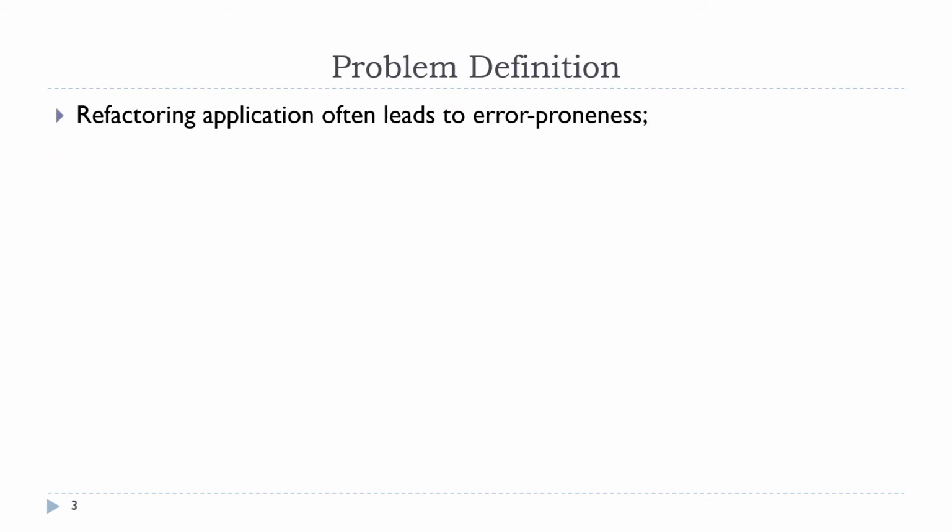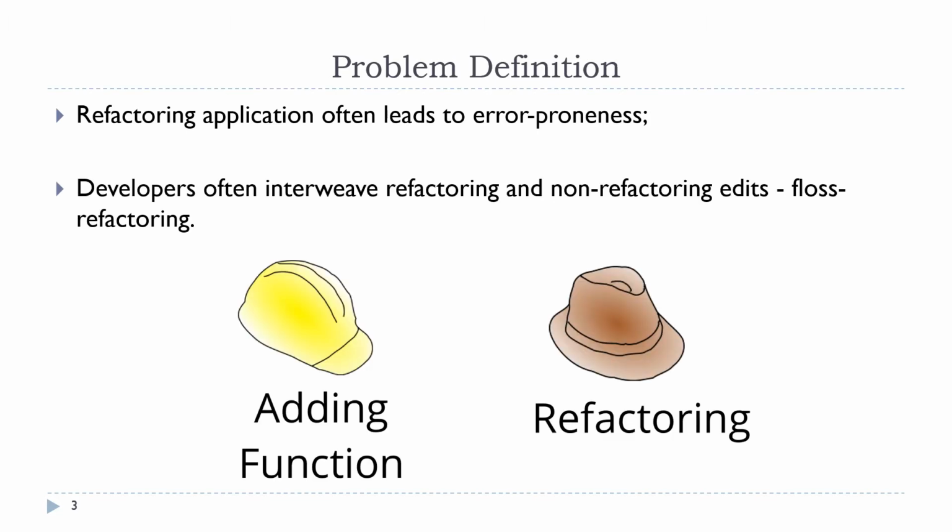However, even though software behavior should remain unchanged after a refactoring edit, several studies evidence that refactoring often leads to error proneness, and this problem is even worse when developers integrate refactoring and non-refactoring edits. That is, when applying a refactoring with a behavior-changing edit, such as adding a new function or fixing a bug. This activity of mixing refactoring with other edits is known as floss-refactoring.